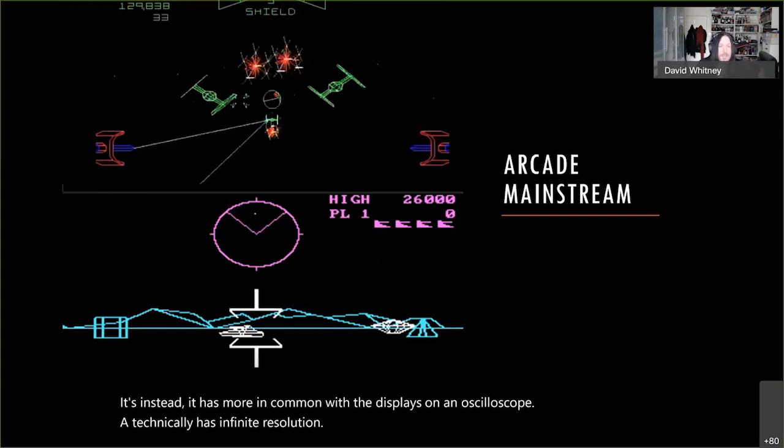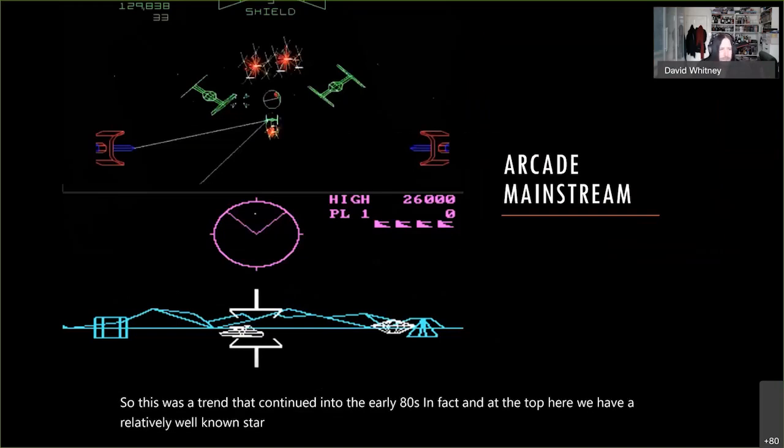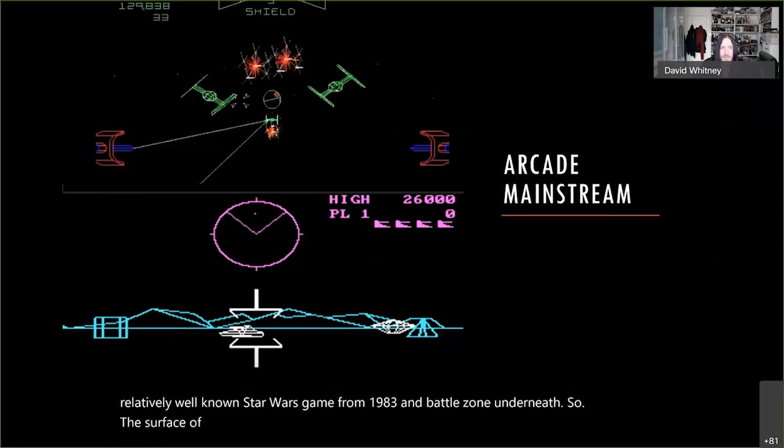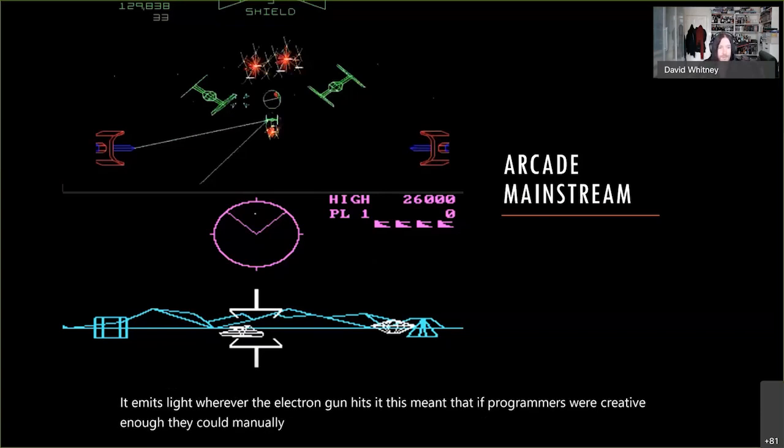So this was a trend that continued into the early 80s, in fact. At the top here we have a relatively well-known Star Wars game from, I think, 1983, and Battlezone underneath. The surface of a vector display screen is a single layer of phosphor. It emits light wherever the electron gun hits it. This meant that if programmers were creative enough, they could manually, in their code, instruct the display to draw whatever shapes they wanted, just as if they were drawing lines on paper.